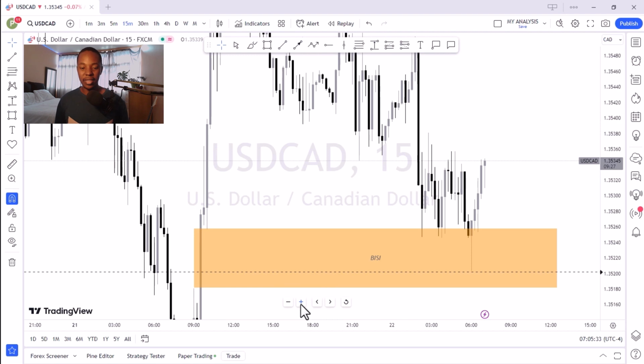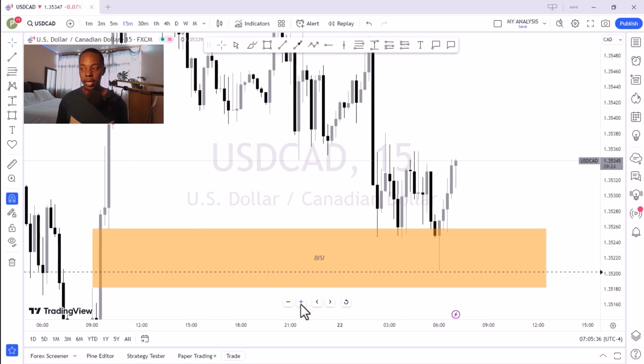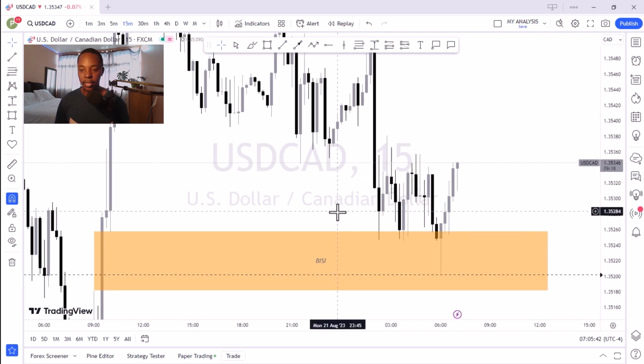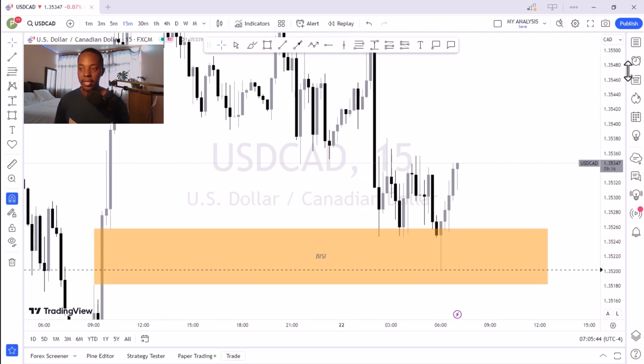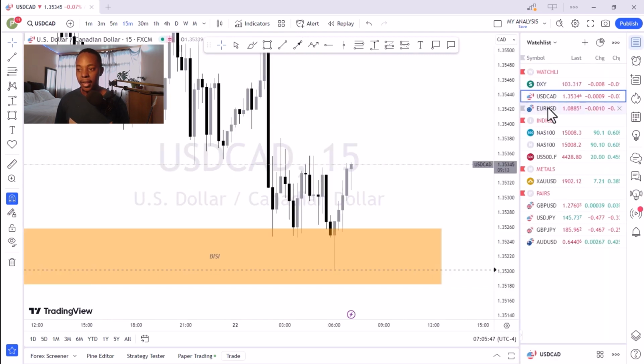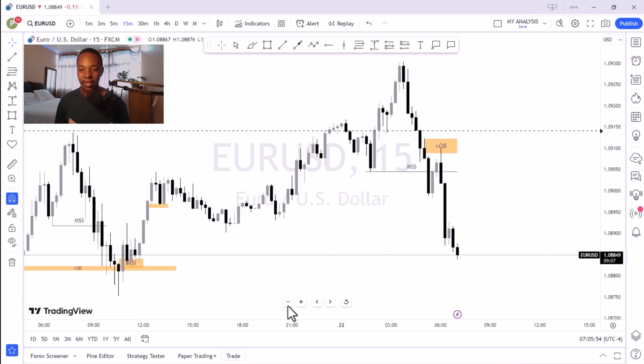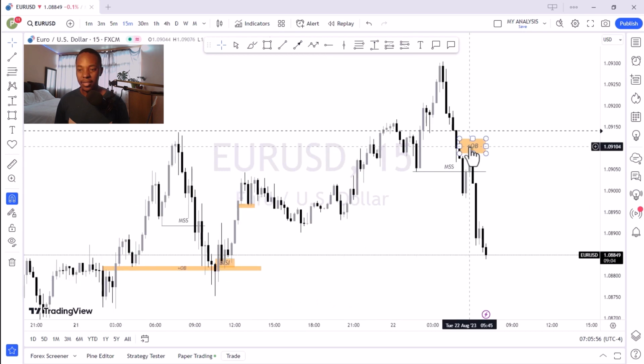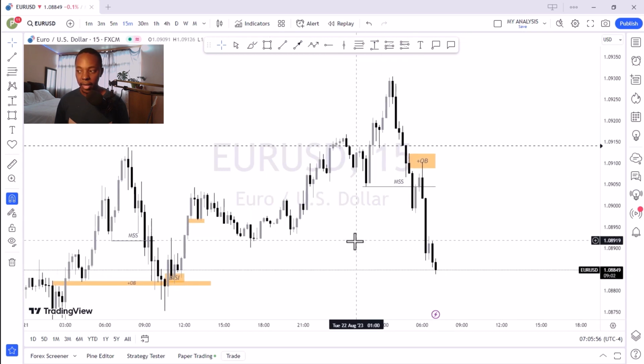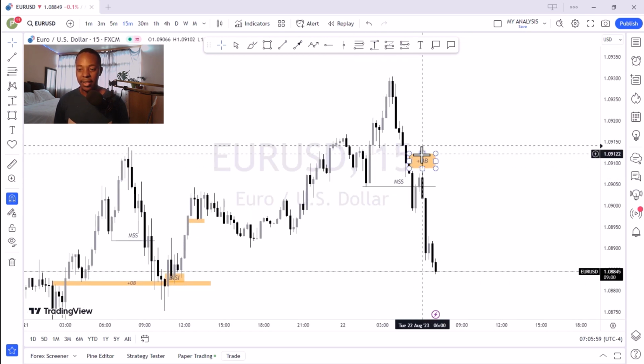That's how I use the dollar index to determine what trades I want to take after that. And then the other trade that I wanted to take, which I did not take, was EURUSD. I wanted to take a sell on the EURUSD since the dollar was gaining strength. So as you can see, this is what I actually missed.